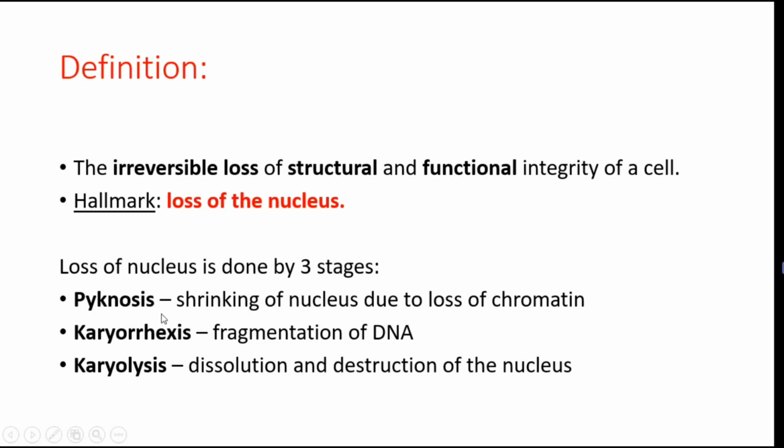It can occur as pyknosis, that is the shrinking of the nucleus due to the loss of chromatin, or it can be due to fragmentation of the DNA, which is called karyorrhexis, or it can be in the form of karyolysis, which is the dissolution and destruction of the nucleus. How it looks microscopically, we'll see in the next slide.